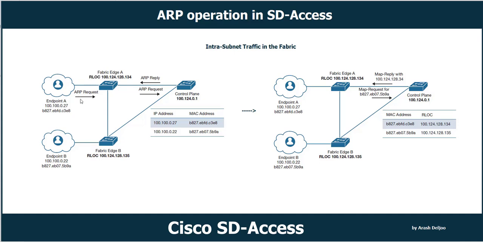Step 1, the source endpoint A sends an ARP request for the MAC address of the destination endpoint B. I explained it. Step 2, the LISP process on fabric edge node A, or endpoint A's fabric edge, intercepts this ARP request and asks the fabric control plane for the requested mapping of endpoint B's IP address to its MAC address. And here you can see we have the request to the control plane.